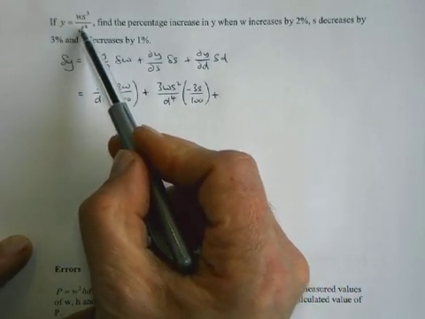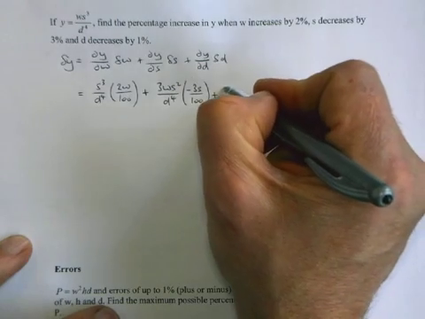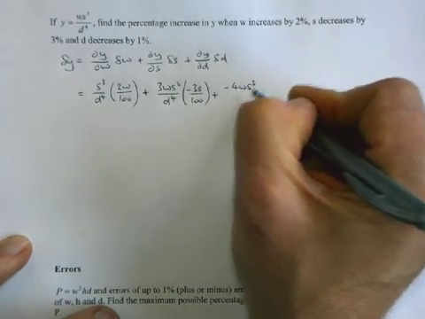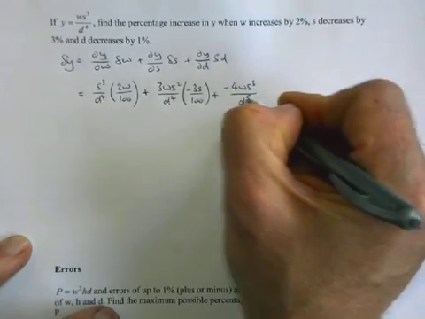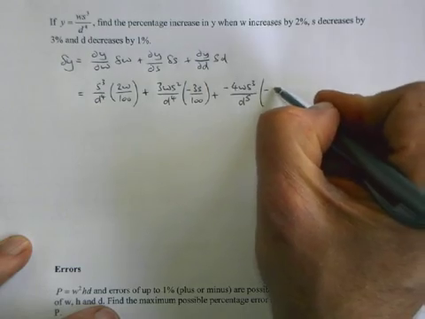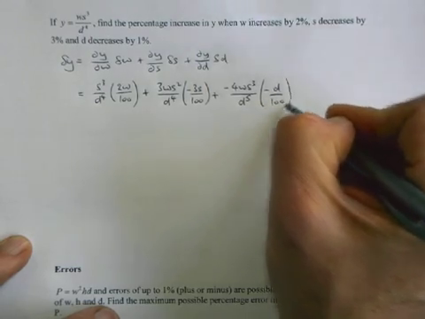plus how much does y change when d changes. So that's the same as d to the negative 4, so if we differentiate that, we get negative 4ws cubed on d to the power of 5, times the change in d, which is a decrease of 1%.